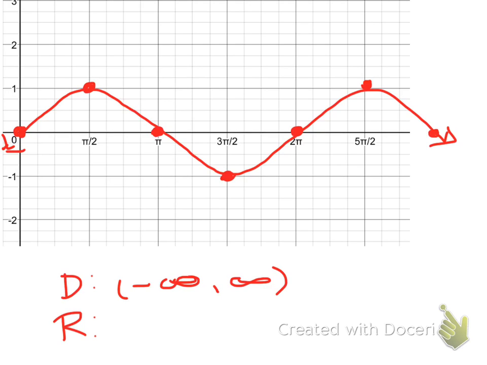However, our range is limited. It's not going to keep going forever. My range is going to bounce or oscillate up and down between -1 and 1. So notice as soon as it hits the max of 1, it travels back down. Then when it hits the minimum of -1, it travels back up, and it will continue in that pattern.